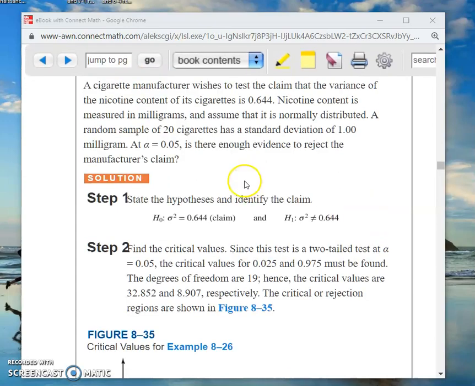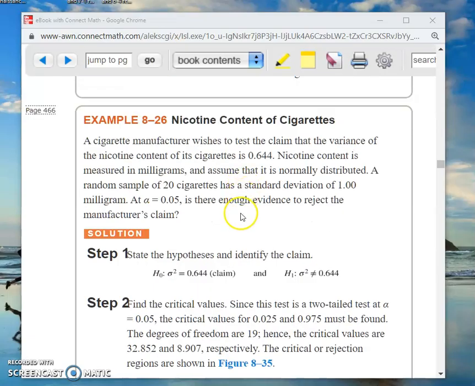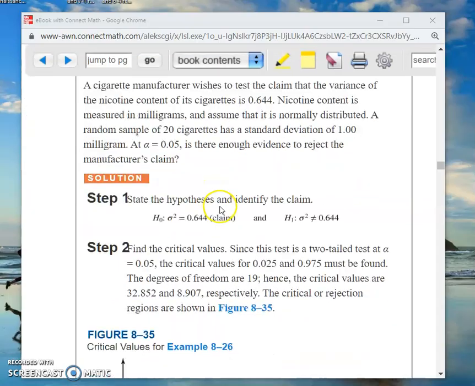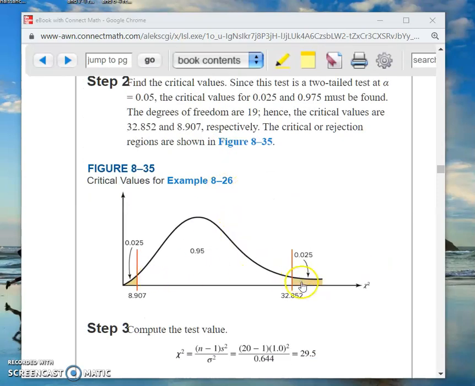So the only thing that matters is what the alpha is. For the critical values, all you need is the alpha and the degrees of freedom. The degrees of freedom is 19 because you have a sample of 20. So we want 19 degrees of freedom and an alpha of 0.05, but it has to be half of 0.05. It has to be 2.5% over here and 2.5% over here. So it's going to be a two-tailed test.